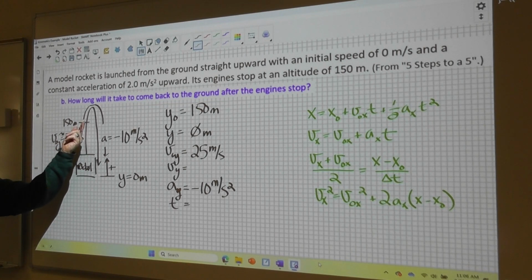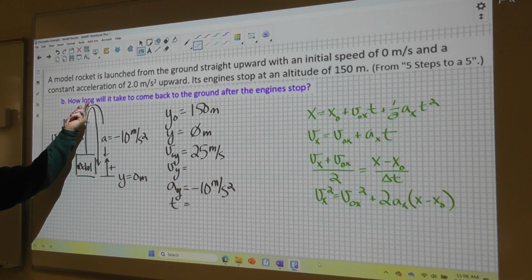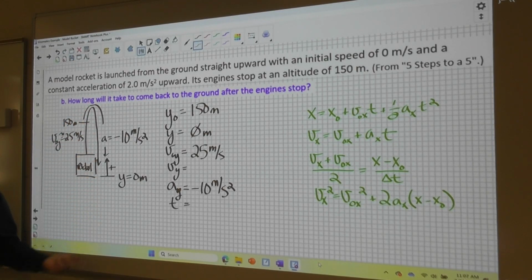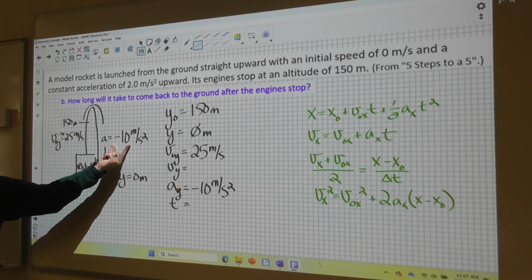So it's gonna continue to go up, slow down, and then start falling back down, just like when you throw a ball in the air. Doesn't slowing down mean decelerating? It does mean decelerating, but it has a constant acceleration of 10 meters per second squared toward the ground.